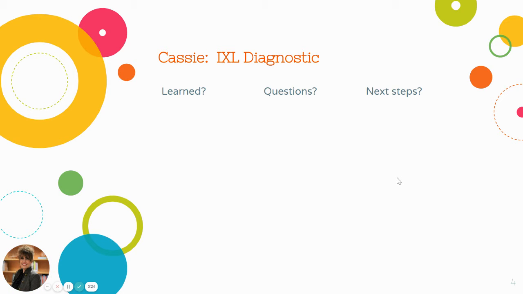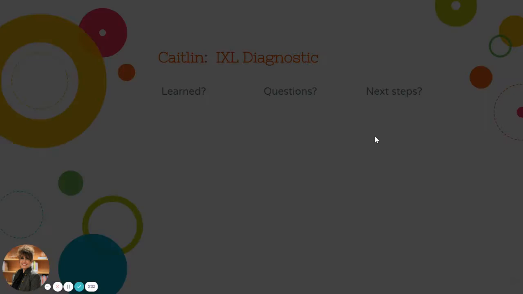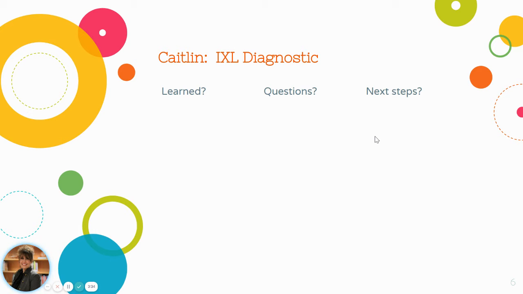So Cassie, you just happen to be first. You're just going to jot down, after you've done your exploration with IXL, what you learned, what questions you still have, and what your next steps are. And then it's going to go to Carice, and then Caitlin. When you click on your name, it'll automatically go to this reflection.